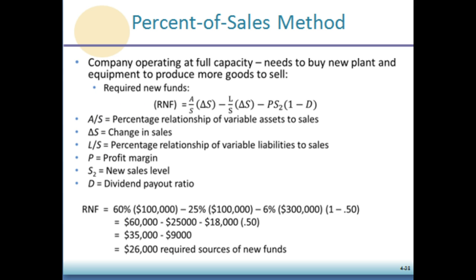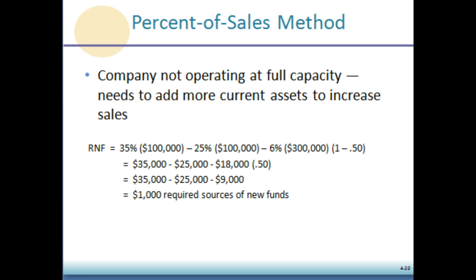This screen illustrates the calculation for the percentage of sales method for a company operating at full capacity that needs to buy new plant and equipment to produce new goods to sell or more goods to sell. Lastly, the percentage of sales method is about the company not operating at full capacity and needs to add more current assets to increase sales.